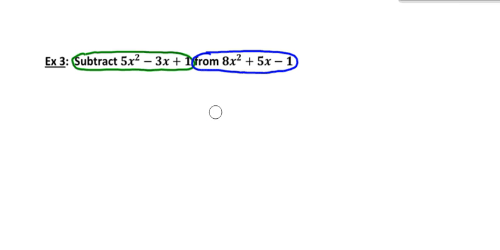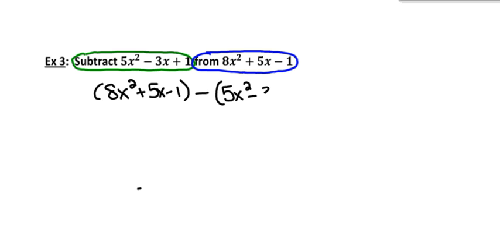I have to pay very close attention to the order here because the order in which I perform the subtraction will affect my answer. So again, it's the blue polynomial, the 8x squared plus 5x minus 1 that I'm subtracting from. So that becomes my first polynomial. And from that, I want to subtract the polynomial in green, or subtract the 5x squared minus 3x plus 1.